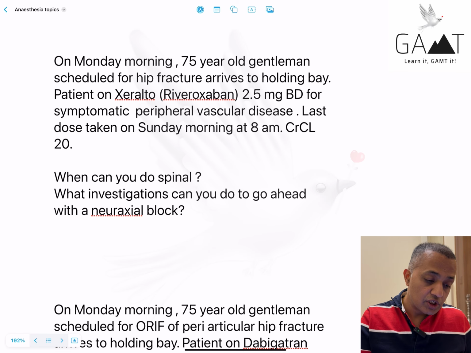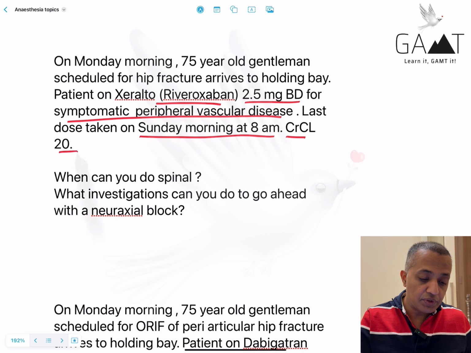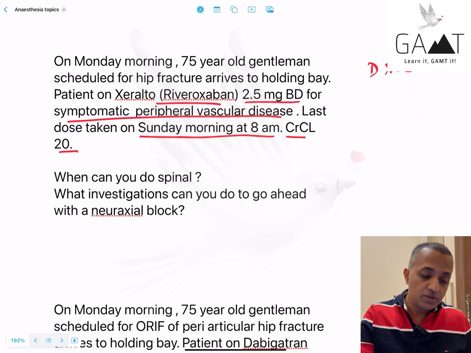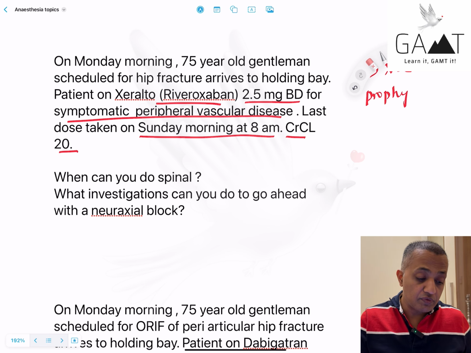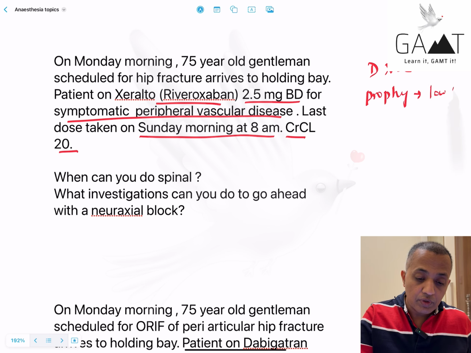Again, Monday morning, a 75-year-old gentleman with hip fracture in the holding bay, patient on rivaroxaban 2.5 milligrams BD for symptomatic peripheral venous disease. Last dose taken on Sunday morning at 8 a.m. Creatinine clearance of 20. Now, slightly different parameters here. The patient is on factor Xa inhibitors. The patient is most likely on a prophylactic dose. So it's not for atrial fibrillation, it's not for acute venous thromboembolism, it's for peripheral venous disease, so mostly prophylactic. It means it's low dose. So low dose rivaroxaban.